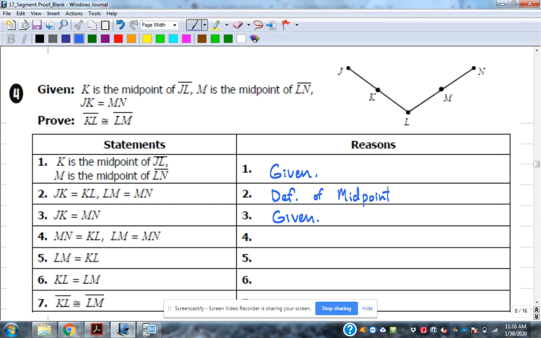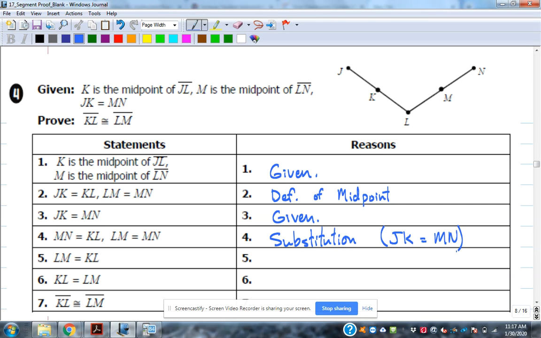I probably wouldn't count it wrong if you wrote transitive there, because it's a really thin line between those two as to which one it is. But I'm going to say that it's a substitution, because we have more stuff on that line than what transitive normally would have. And we're substituting JK and MN. That's where that's coming from. So I'm just writing that out in parentheses there so we know what we substituted.